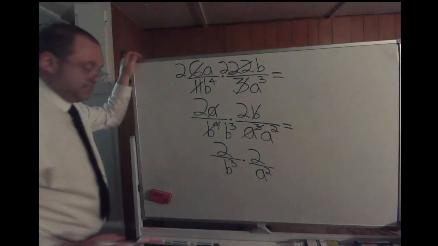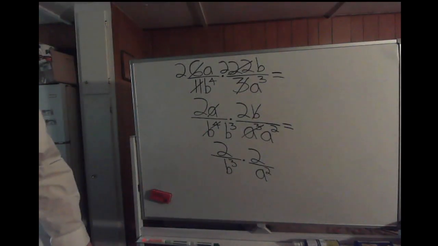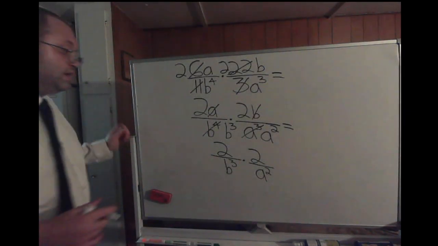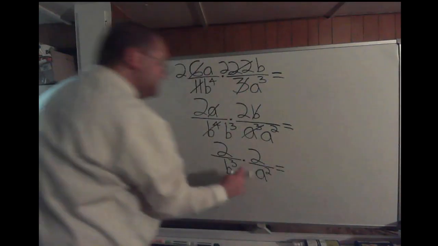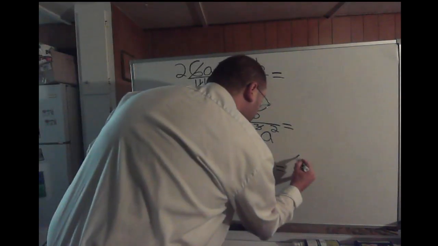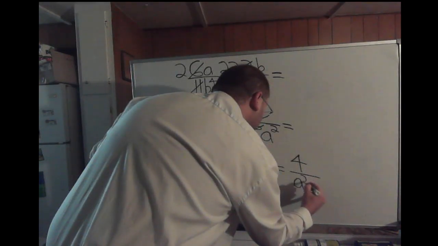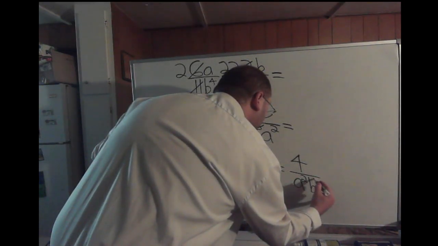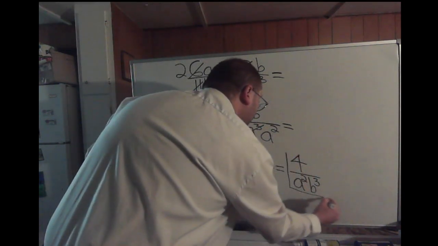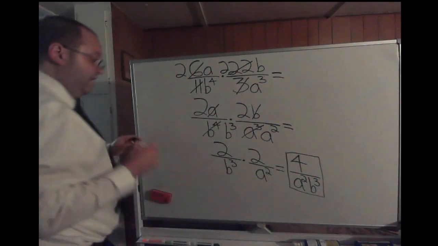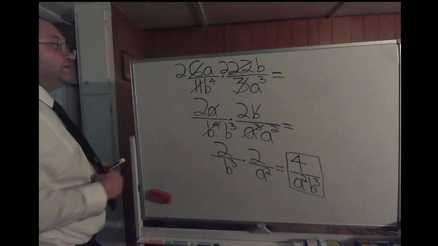Let me make sure you can see all that here. Okay, very good. So then you just go ahead and multiply. Since you can't factor any further, you would get 4 over a to the second b to the third. And that would be your answer: 4 over a to the second b to the third.